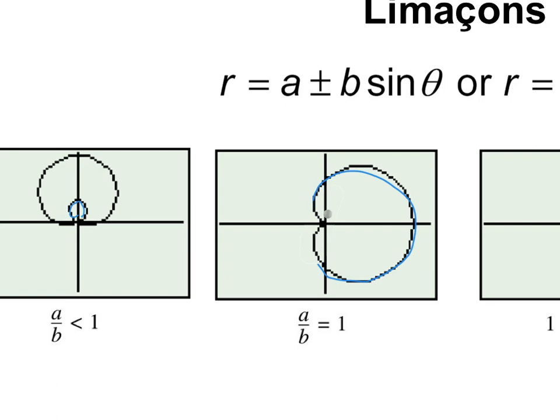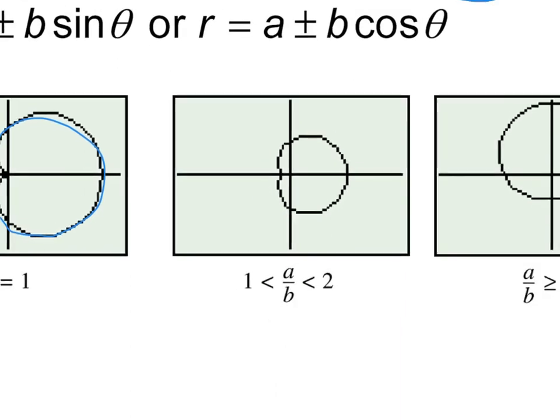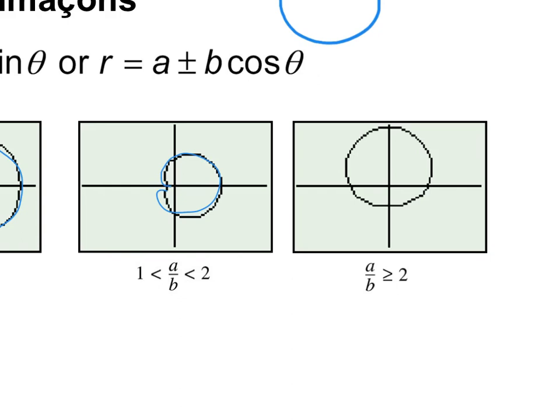The difference is a over b is equal to 1, whereas it was less than 1, so we had a little circle there, and little tiny cardioids. Oh, this cardioid is almost like a circle.